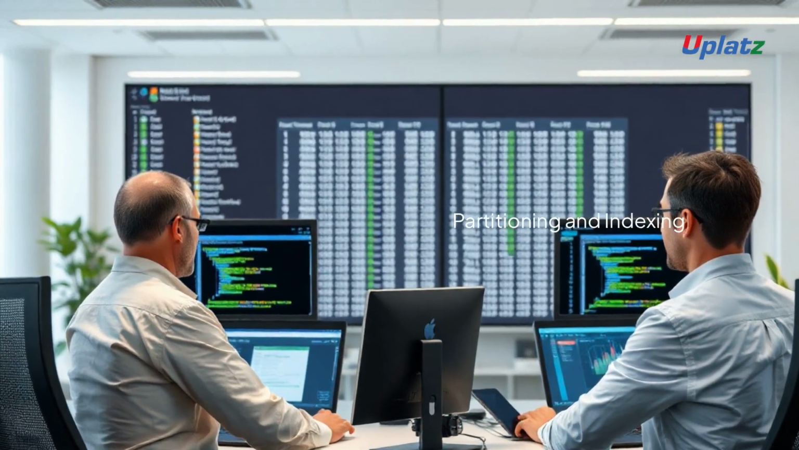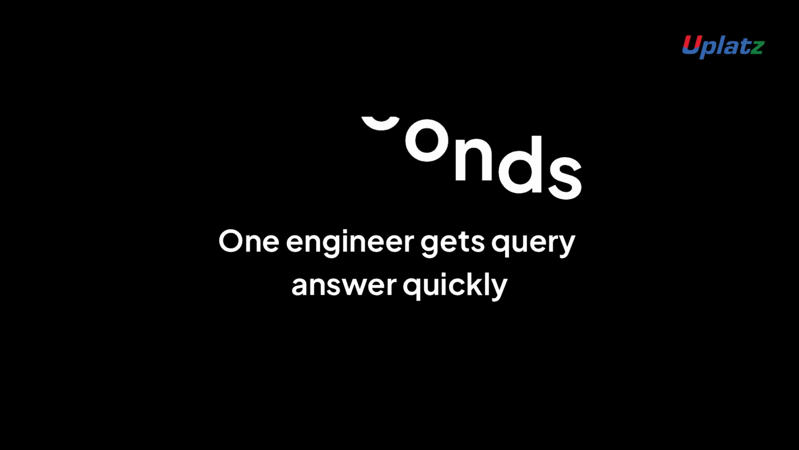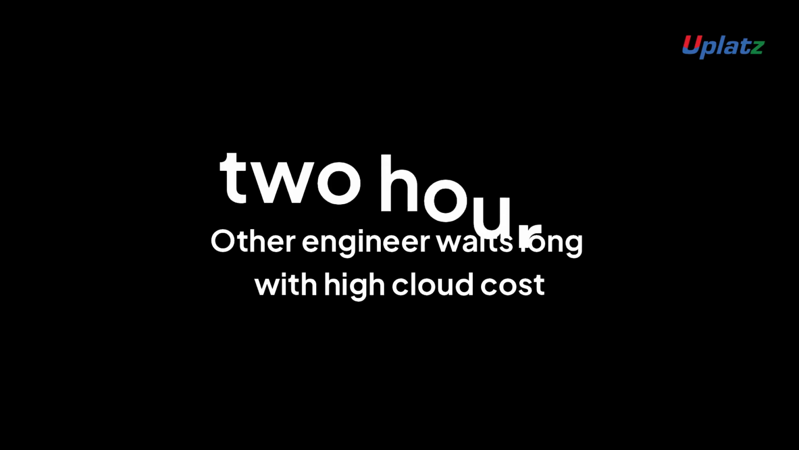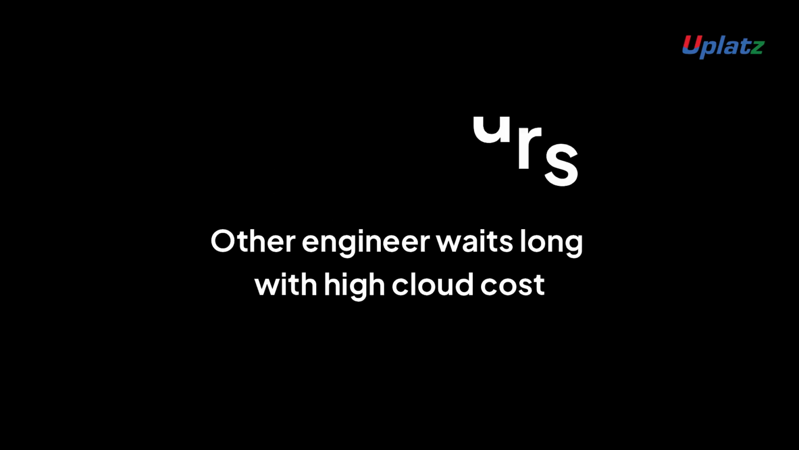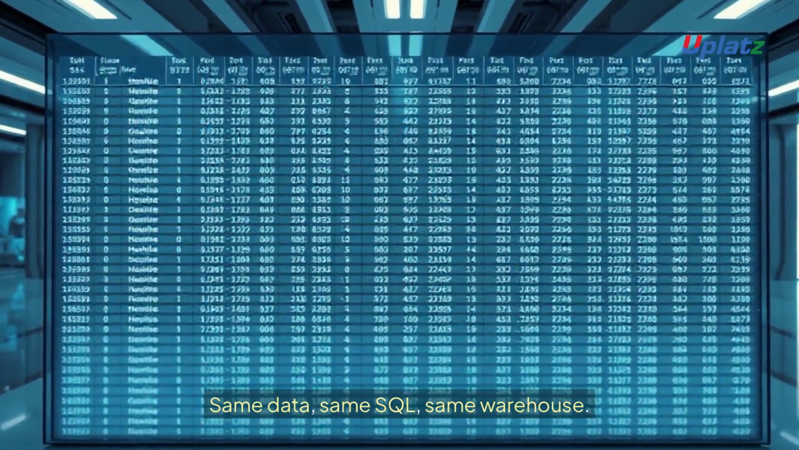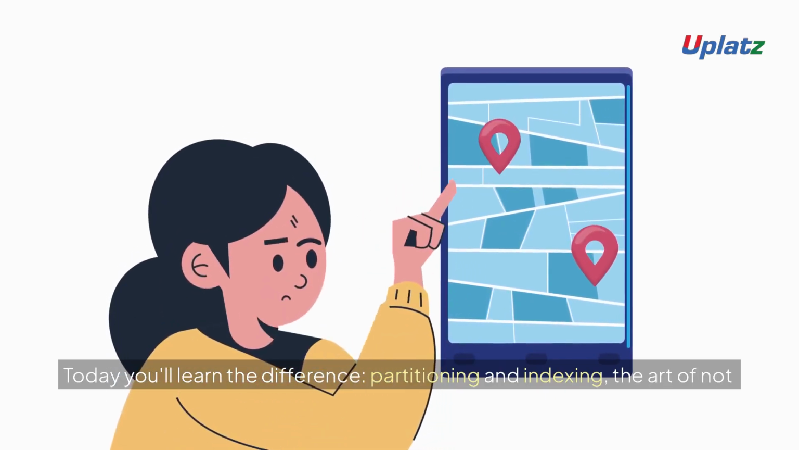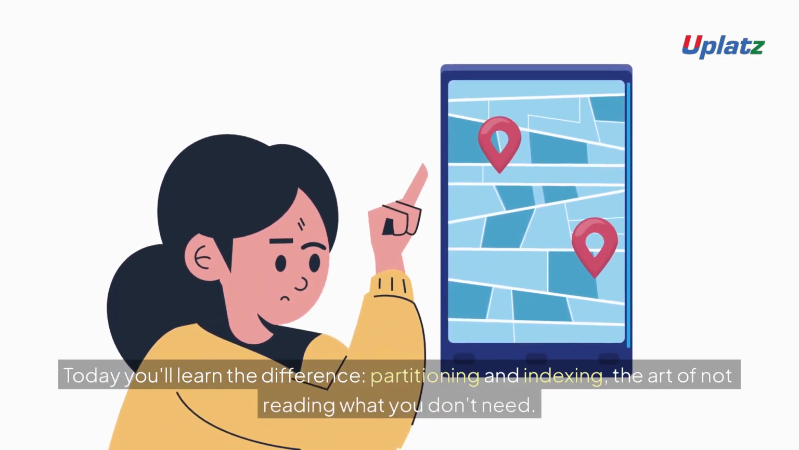Two engineers run the same query on the same billion-row table. One gets the answer in 2 seconds. The other waits 2 hours, and gets a cloud bill to match. Same data, same SQL, same warehouse. Today you'll learn the difference: partitioning and indexing, the art of not reading what you don't need.